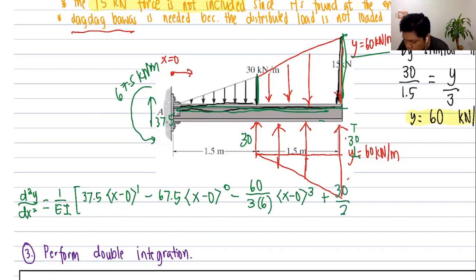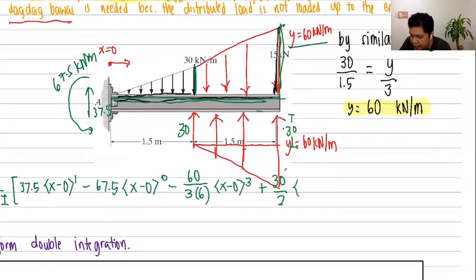30 all over 2. Going back, if I have a uniformly distributed load, it's omega over 2. So 30 all over 2, (x minus a), where did it start? It started at x equals 1.5, raised to 2, because that's a uniformly distributed load, plus the triangular portion of the trapezoid. Remember, I'm not using 60, because 60 is the entire trapezoid. So what is left only is this portion, which is 30 kilonewtons per meter.